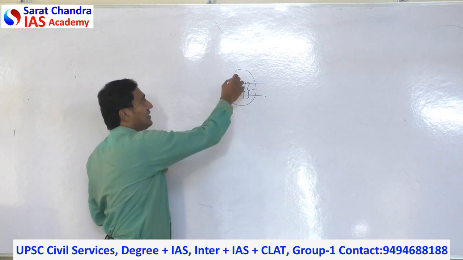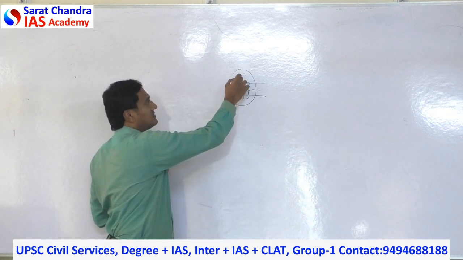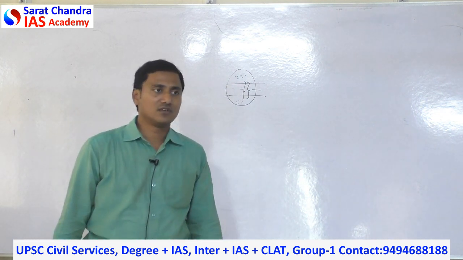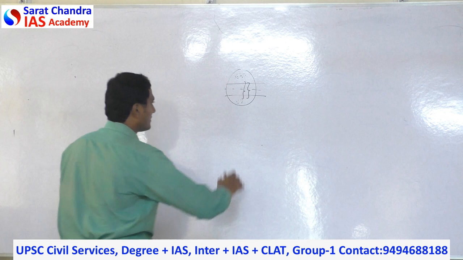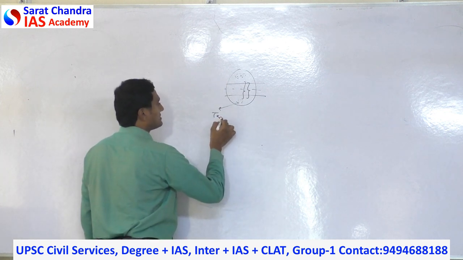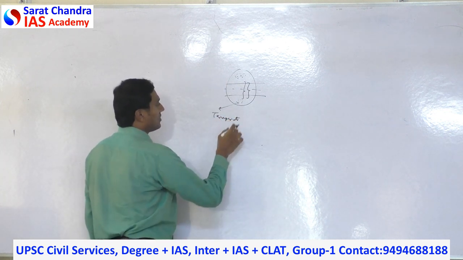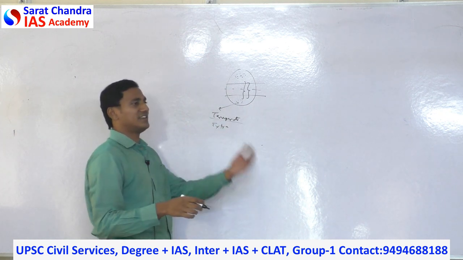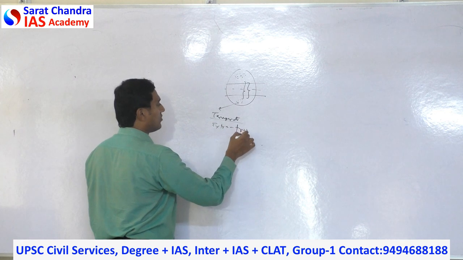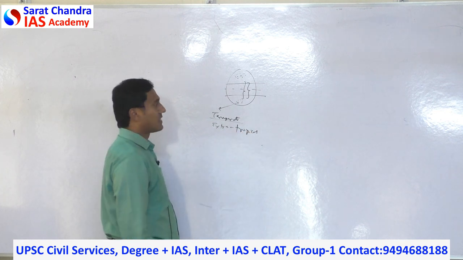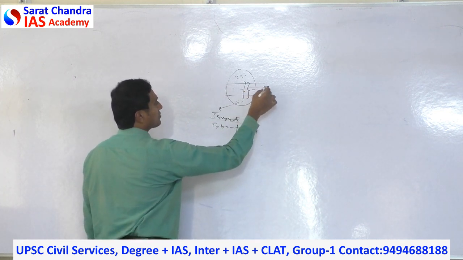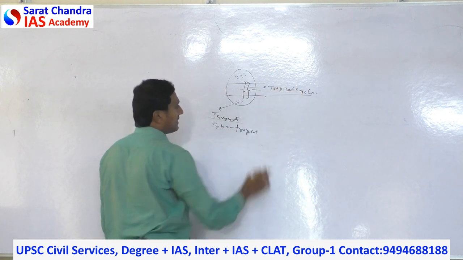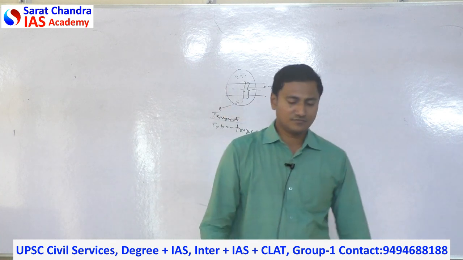Whereas the cyclones that occur in this area are called temperate cyclones. Either they are called temperate cyclones, or some people call them extra tropical. Extra means outside. Extra tropical means outside the tropical cyclone. Whereas cyclones in this area are called tropical cyclones. Now let us discuss the tropical cyclones.